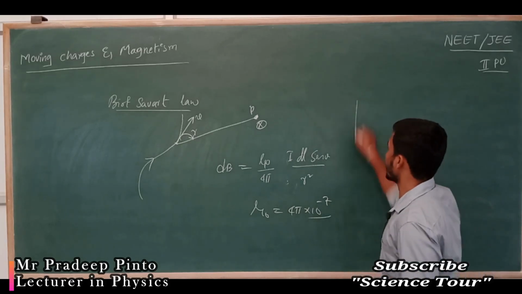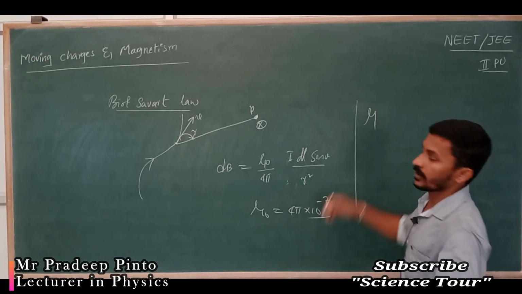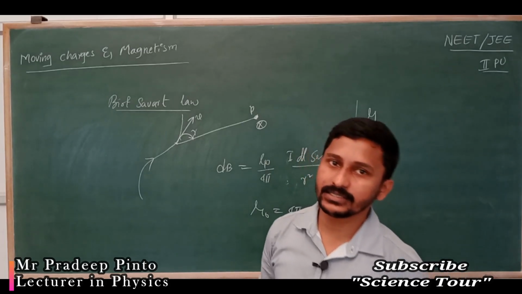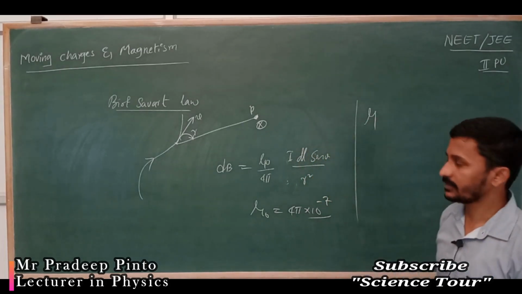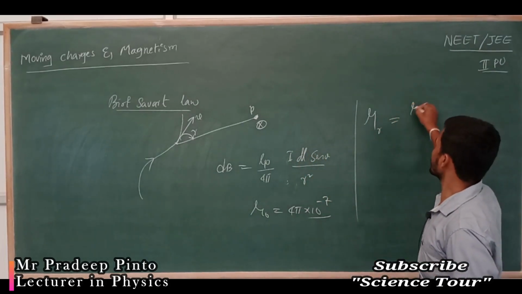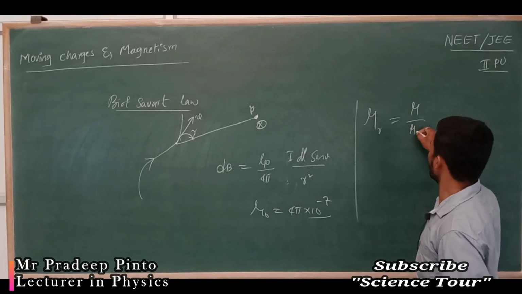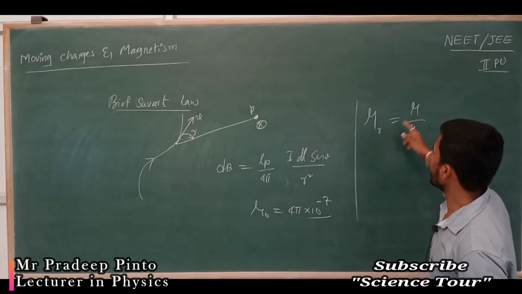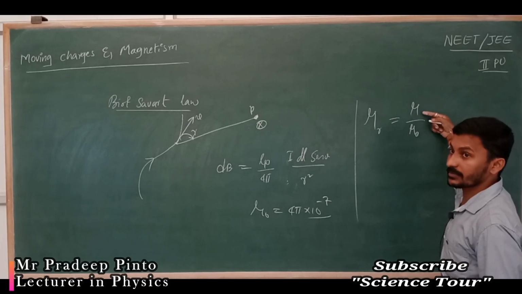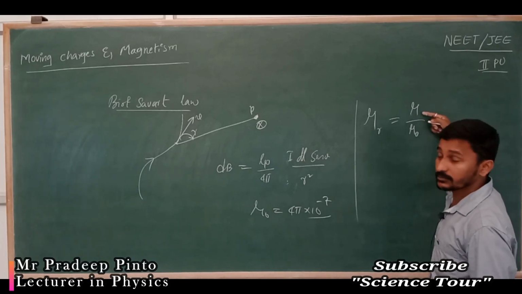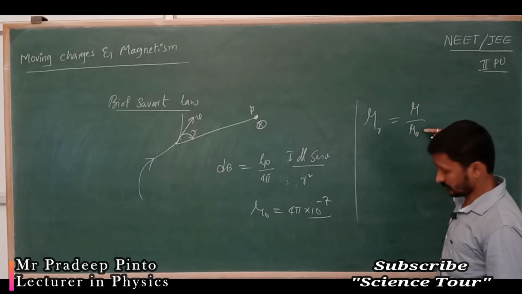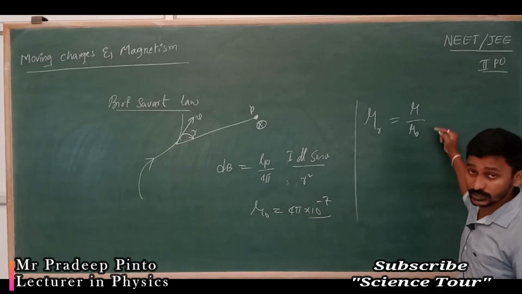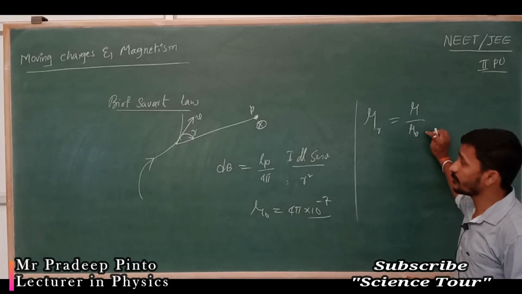And again we know the relative permeability. Relative permeability, mu r, is equal to mu by mu naught. Mu r means relative: the ratio of the permeability of the medium to the permeability of free space.